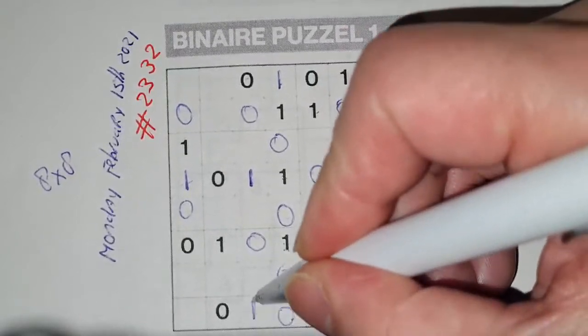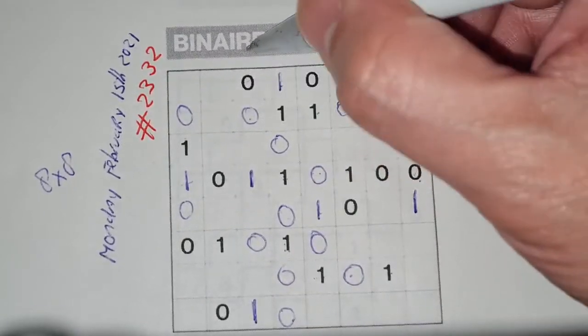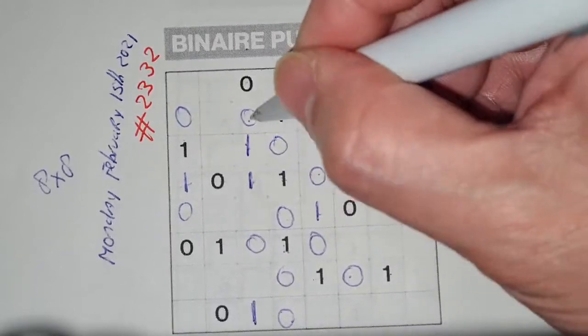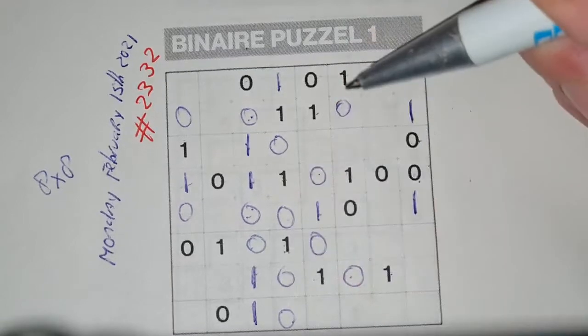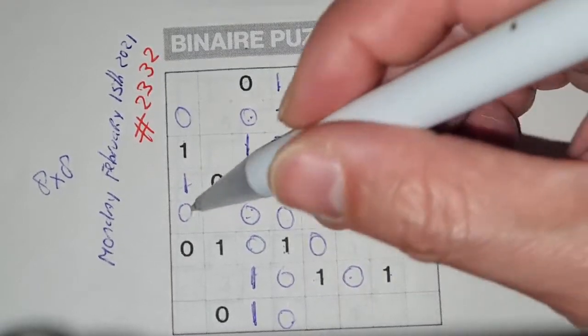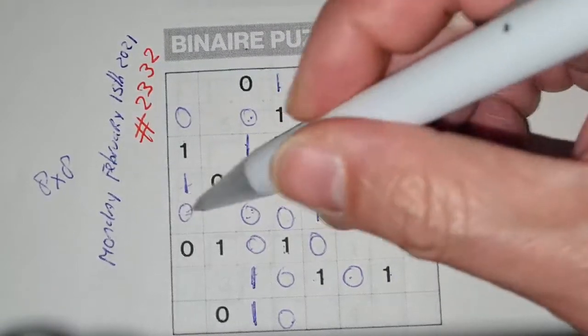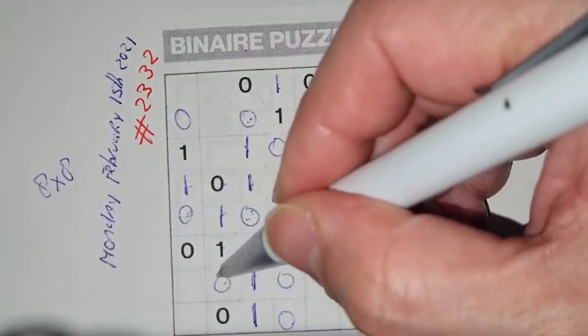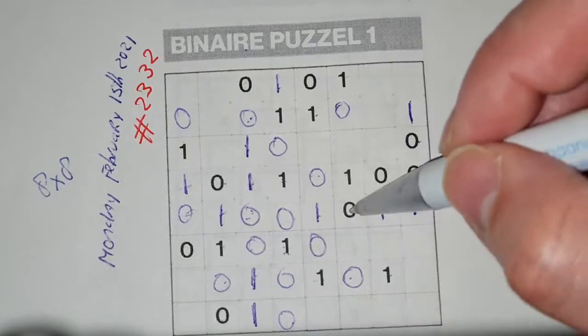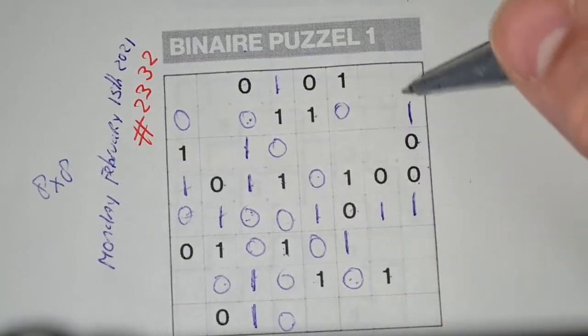Between two 0s comes a 1. Double 0, here 1, there 1. Double 1, here no, there no. Double 0, here 1, there 1. Alright. Now we have 4 0s, so the rest are 1s. Double 1, here no, there no. Between two 0s comes a 1.